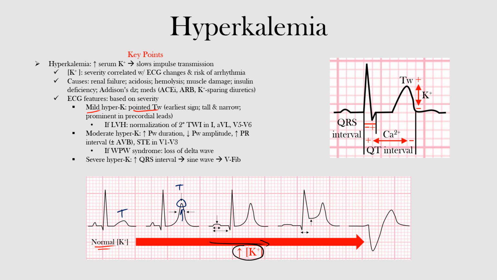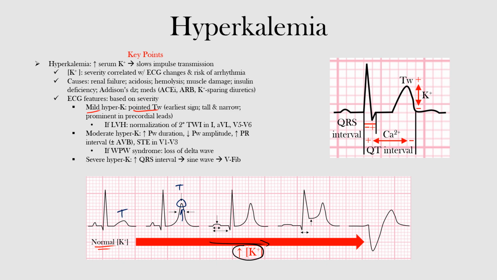In patients with left ventricular hypertrophy, there may instead be normalization of secondary T wave inversions in the lateral leads: 1, aVL, V5, and V6. If you recall, with significant left ventricular hypertrophy, you'll get the ST depression and T wave inversions, what we call the strain pattern. Now in this case, if you have hyperkalemia, you can see more of the normalization of the secondary T wave inversions in those lateral leads, which may suggest hyperkalemia.